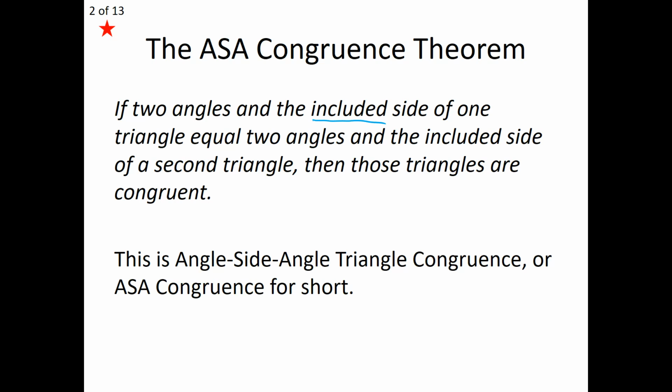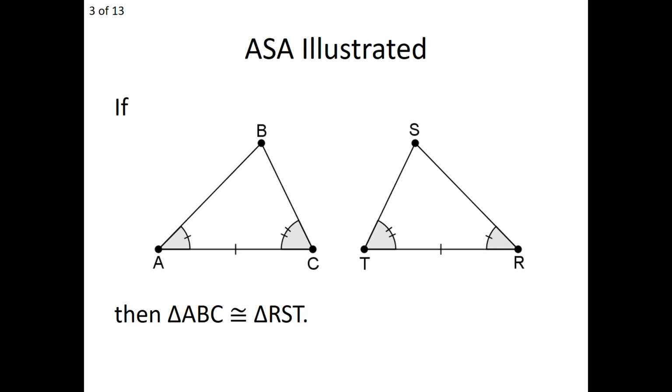In our diagram, we've got two pairs of equal angles, and the side that's sandwiched between those is our included side. In our proof, we will not refer to this as angle side angle triangle congruence; we'll shorten it to ASA congruence. Here's an illustration of our congruence statement. If we have two triangles, ABC and RST, such that angles A and R are equal, angles C and T are equal, and the included sides AC and RT are equal, then we can claim these two triangles to be congruent.